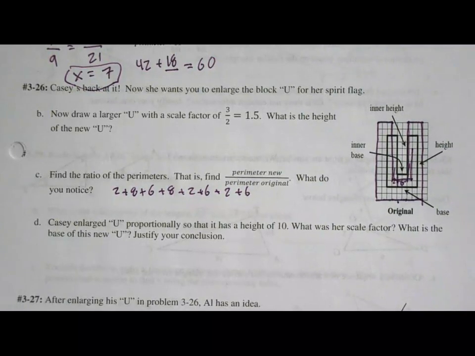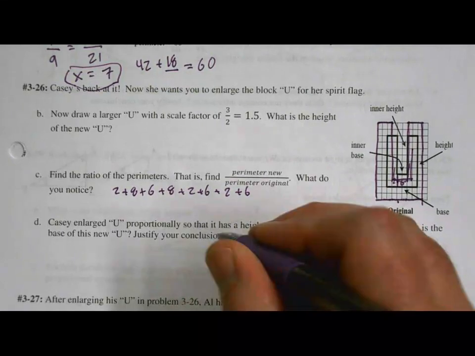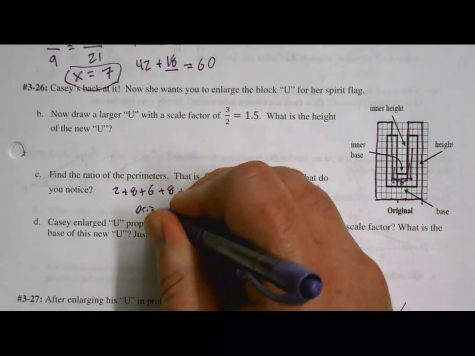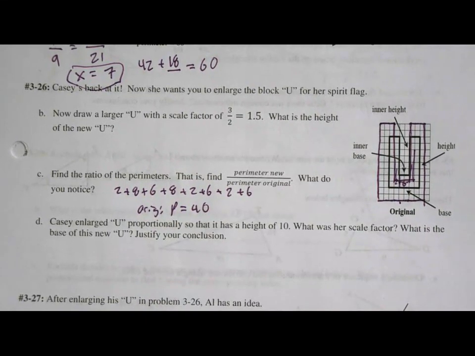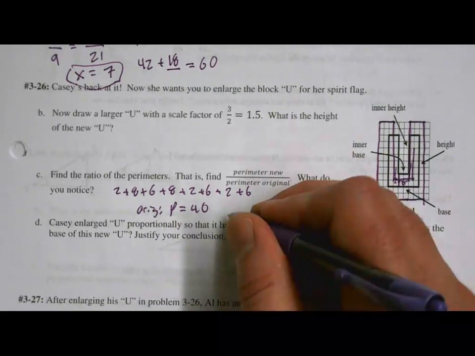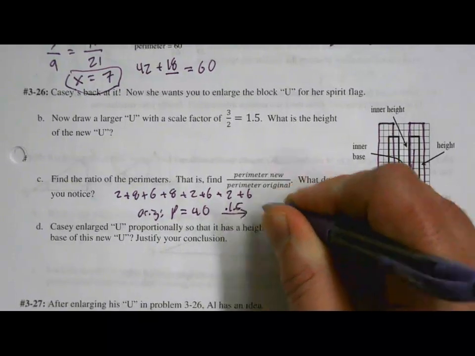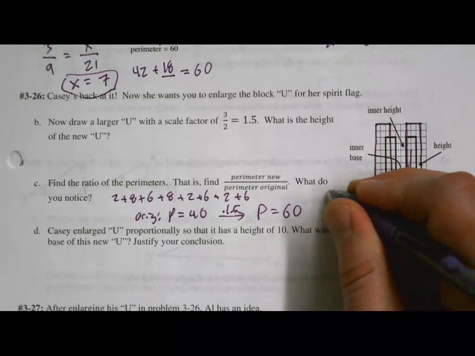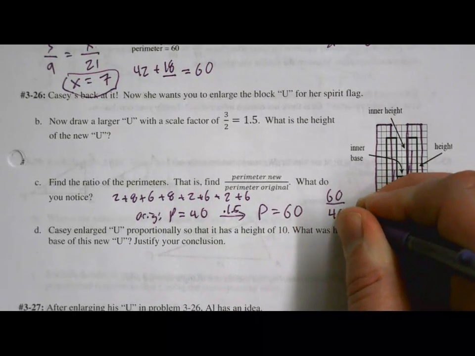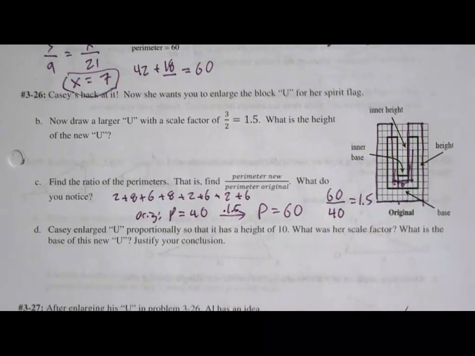Did you guys get 40 for the perimeter? So my original U had a perimeter of 40. What will we multiply that by to get the new perimeter? 1.5. 40 times 1.5 is 60. So the new perimeter would be 60. So the ratio of the new perimeter to the old perimeter would be 60 over 40, which does work out to be 1.5.